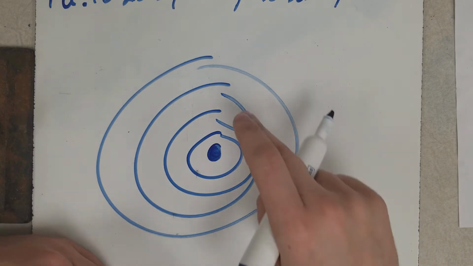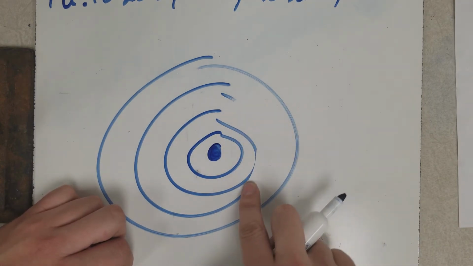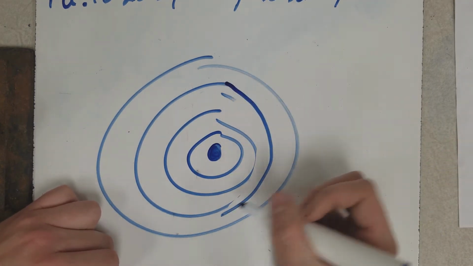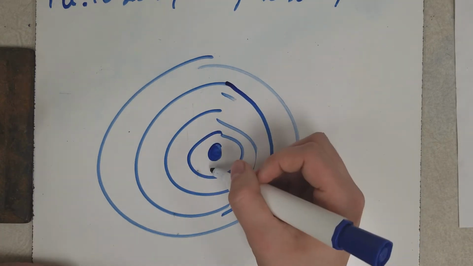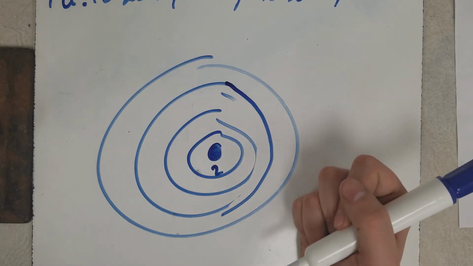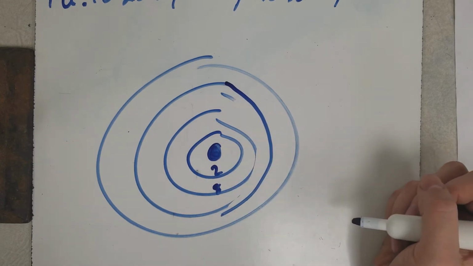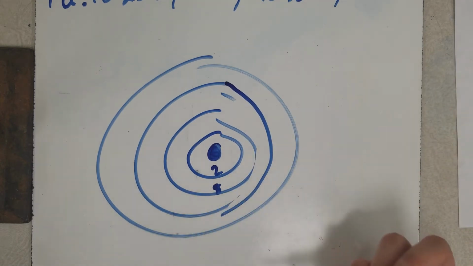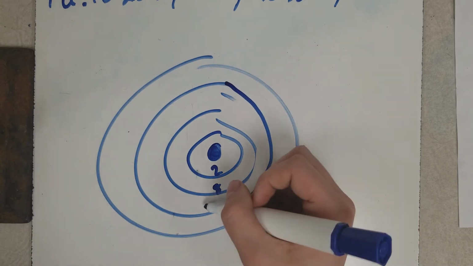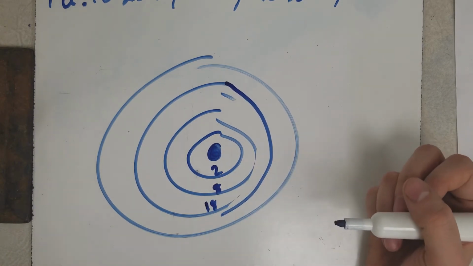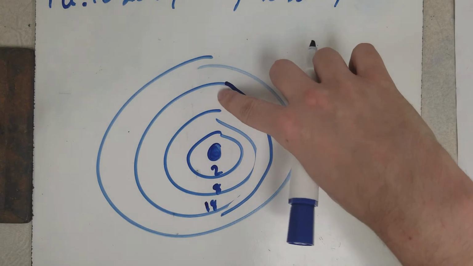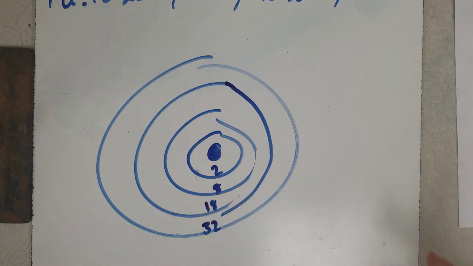Each ring holds a different number of electrons because they have different numbers of orbitals in them. In our first ring, we only have the s orbital, so it can only hold 2. In our second ring, it has the s and the p, so it can hold 8. In the third ring, it has the s, the p, and the d, so it can hold 18. And then our fourth ring that I have drawn here, it can hold 32 because it has all 4 of our orbitals that we're talking about. It has the s, the p, the d, and the f.